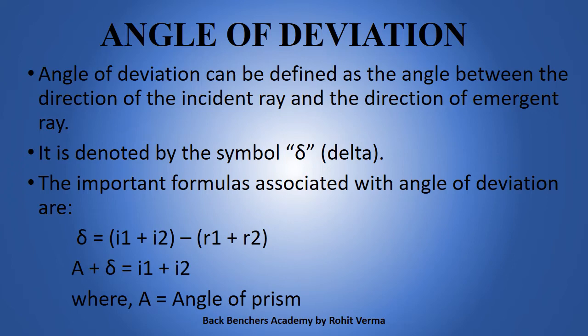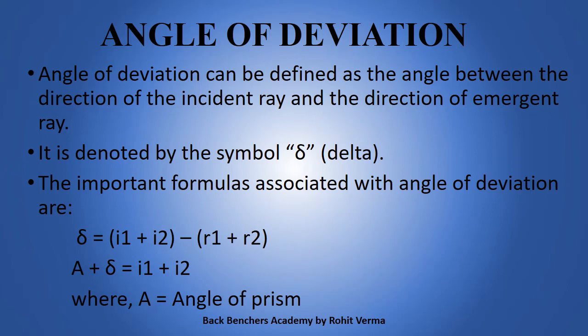So it means the difference between the sum of the angle of incidence and the angle of emergence, which are I1 and I2 respectively, and the sum of angle of refraction 1 and refraction 2, which are R1 and R2 separately. The second formula which we need to know is A plus delta equals I1 plus I2, where A means angle of prism, delta is the angle of deviation, and I1 and I2 are the angle of incidence and angle of emergence respectively. These two formulas are primarily important with respect to numericals, and there are often numericals based on them, so we must know this.